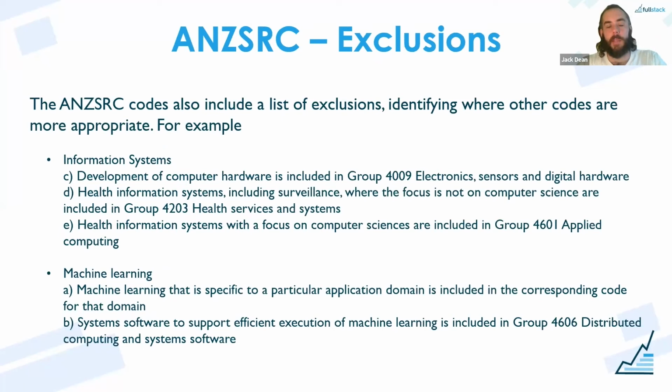Each of those also has a list of excluded areas. These are just some examples for illustration's sake. So you'll see that where you're potentially developing computer software, but the kind of uncertainty that you're trying to resolve is in some other area, then the area of research that you're working in might actually be not computer science. It might be electronics or health services or applied computing.